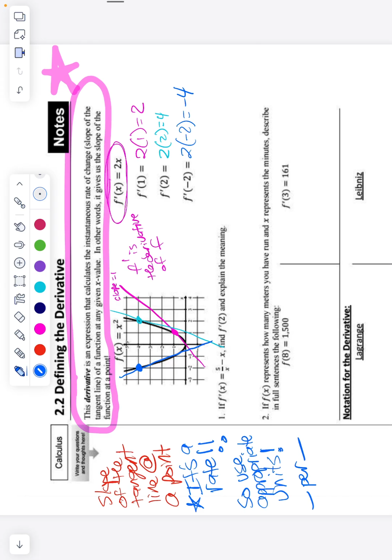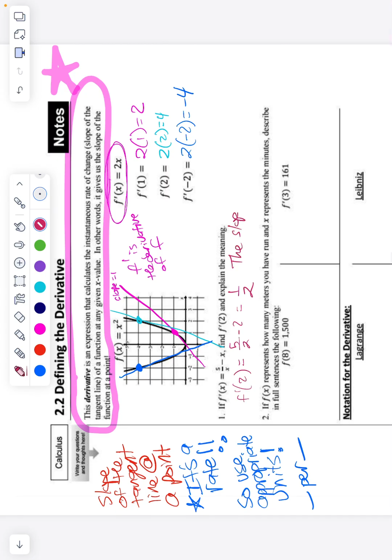All right. If f prime of x is 5 over x minus x, find f prime of 2. So what do we do? Just plug in 2, right? So it's 5 over 2 minus 2, which is what? Or we could say half, right? 5 halves minus 4 halves. Explain the meaning. What is 1 half? What does that mean?